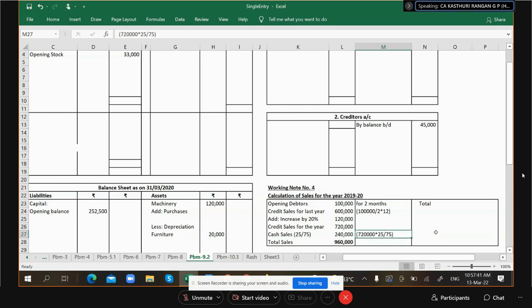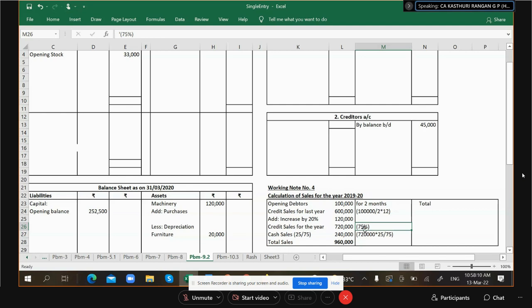So you want to know how I got this number? If the credit sale is 7 lakh 20, that is 75%, correct? If the sales is 100, 75% is credit sale. So 75% of the total sales is 7 lakh 20, meaning what will be the total sale? It is 7 lakh 20 by 75%, that is 9 lakh 60.